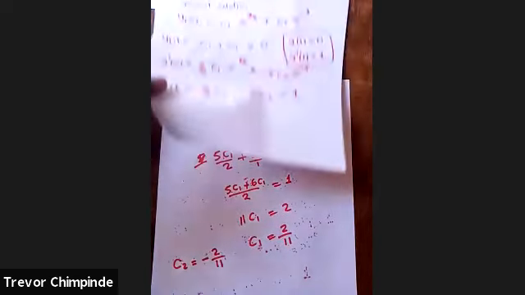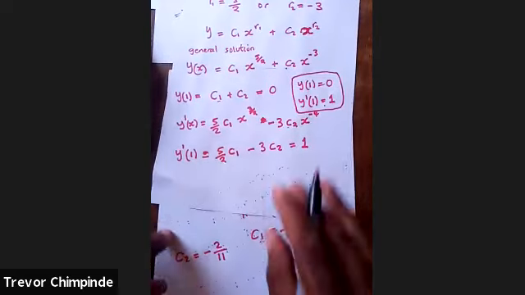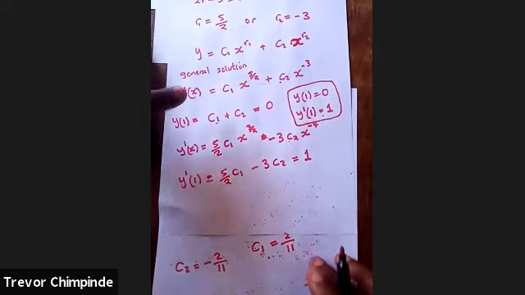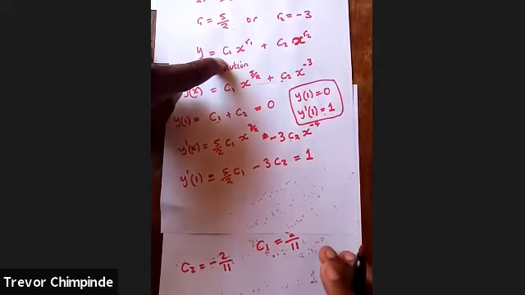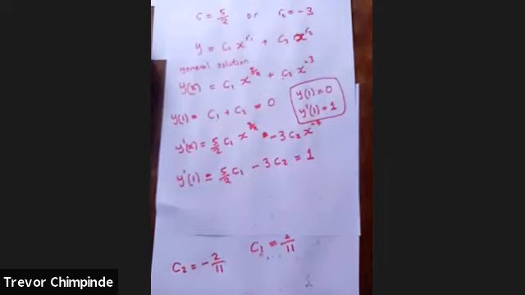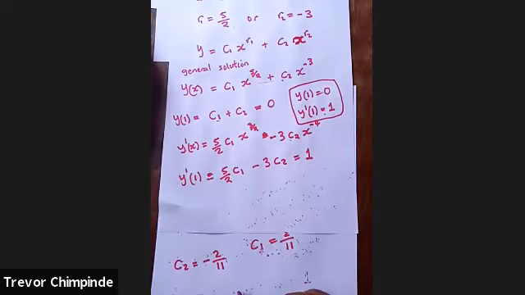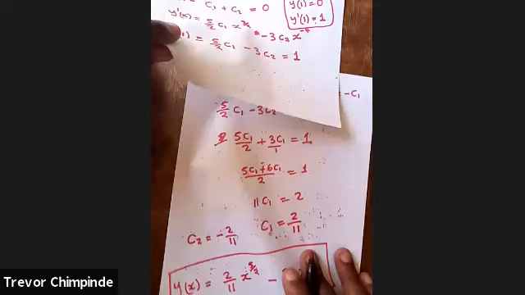So once we have this now, we have to go back to the general solution, which was this one. In place of C1, we have 2 over 11. In place of C2, negative 2 over 11. So our specific solution to this initial value problem is 2/11 x to the power 5/2, then minus 2/11 x to the power -3. This is the specific solution. And we can check that this is going to work.